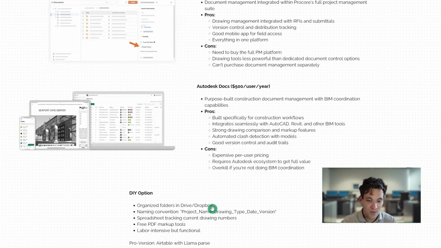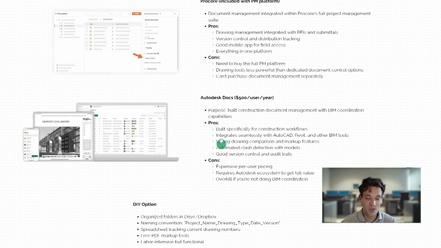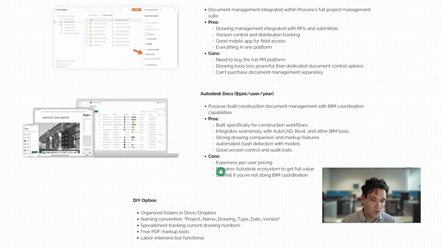Now, I've been playing with a way to do this using Airtable and some simple automations, and it works super well. So I'm going to do another video on that shortly. Maybe it's already out by the time you watch this, but there are ways to take your DIY option and make it much smarter, much more sophisticated, and get some of these other features, Procore or Autodesk, and just basically create simple versions yourself using no-code automation tools.